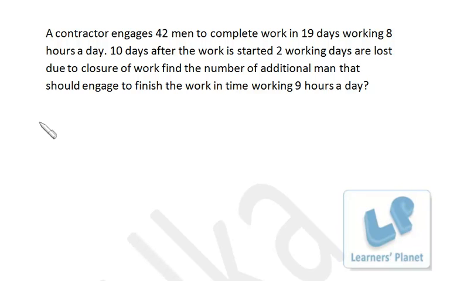Friends, in this session I'm solving the doubts of various students from the time and work section. The first one: a contractor engages 42 men to complete work in 19 days, working 8 hours a day. 10 days after the work is started, 2 working days are lost due to closure of work. Find the number of additional men that should be engaged to finish the work in time, working 9 hours a day.